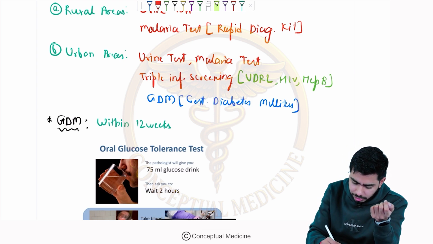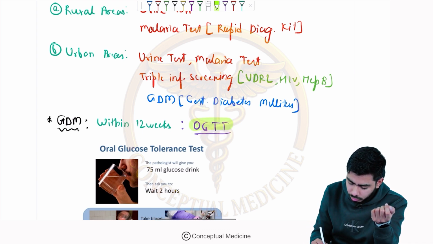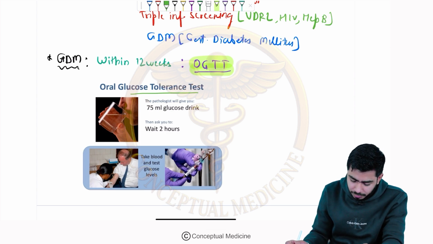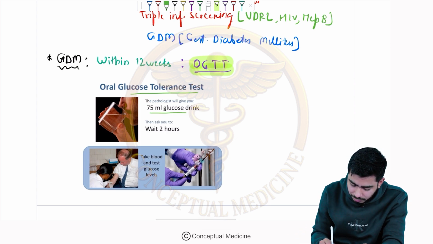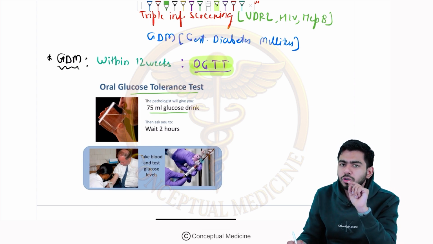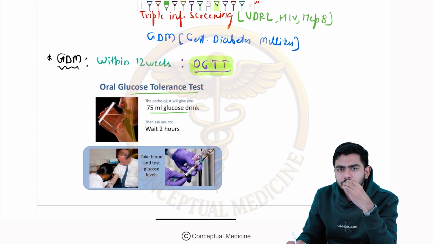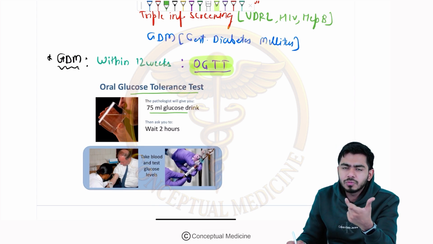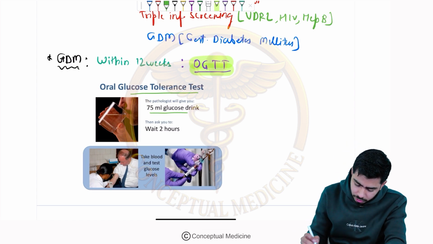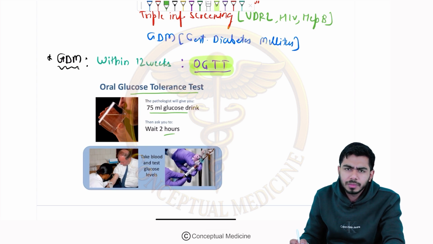So which test will we be doing over here? That is the oral glucose tolerance test, the OGTT. How are we doing the OGTT? Look over here. We will be giving 75 ml of glucose drink to the person. But please remember, the female should not vomit. If she vomits, then we need to repeat this test the next day. So this test will be considered successful when she does not vomit after drinking this solution. So she drinks the 75 ml glucose, and then we will be waiting for about 2 hours. After that, what will happen?